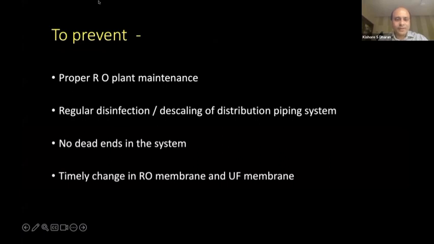And to prevent this, you have to have proper maintenance. The RO plant has to be periodically maintained as per AAMI standards. There should be regular disinfection and descaling of the distribution piping system. There should be no dead ends. You should maintain loops in the whole system, even at the end of the dialysis unit or the machine. You have to maintain a loop rather than keeping dead ends, and ensure timely change of the RO membrane and the ultrafilter membrane.